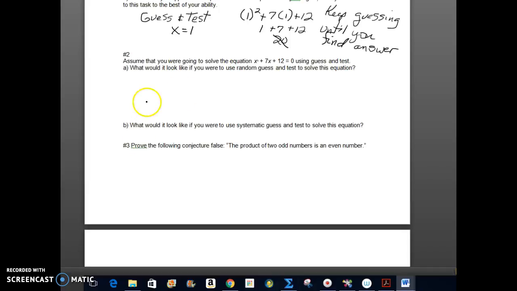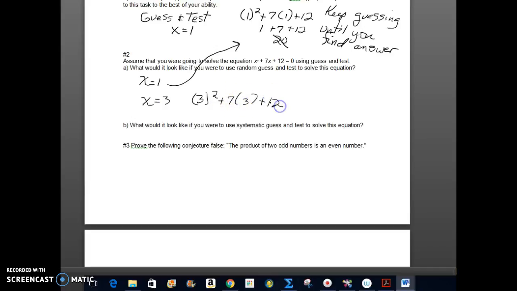All right. So question number 2 says, hey, assume that you are going to solve this equation using guess and test. What would it look like if you were to use random guess and test? Well, it would look like, hey, what if x equals 1? Dot, dot, dot. That didn't work. I don't know, let's try x equals 3. So you plug in 3.